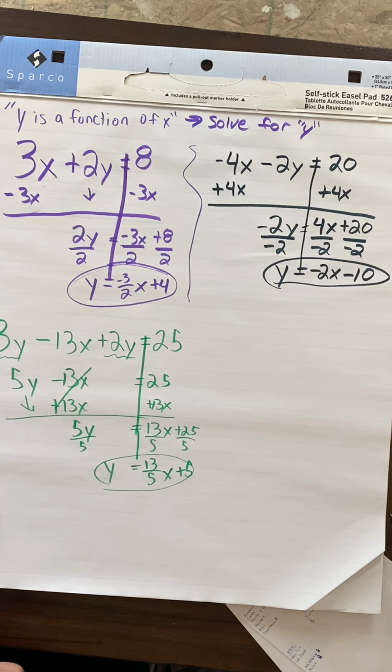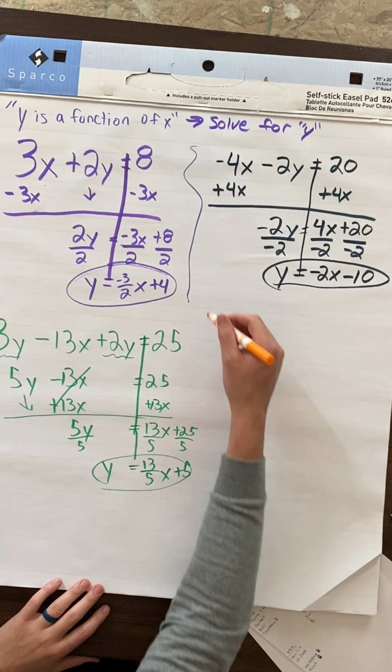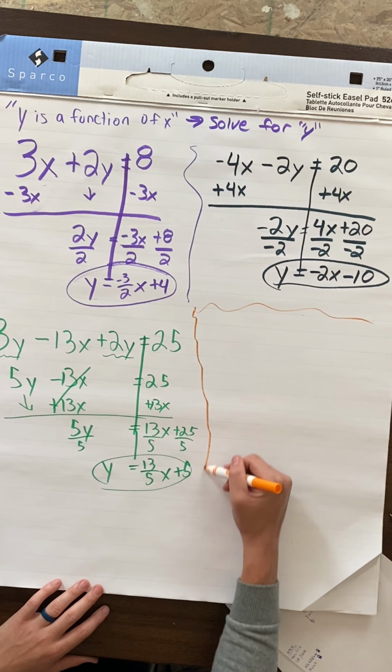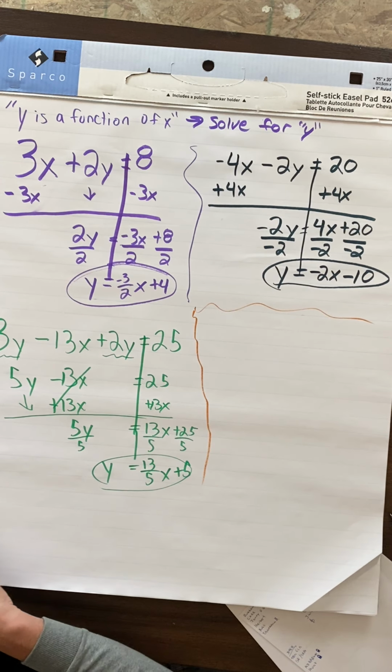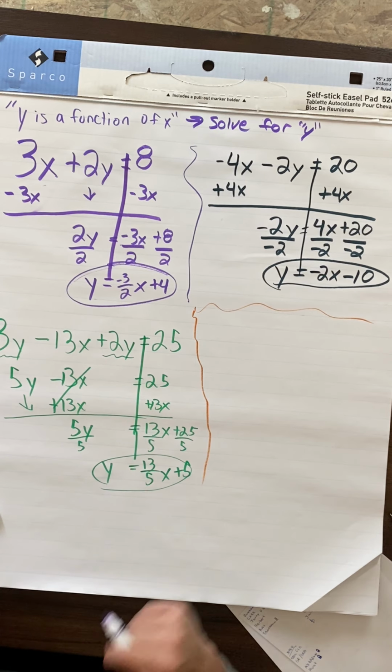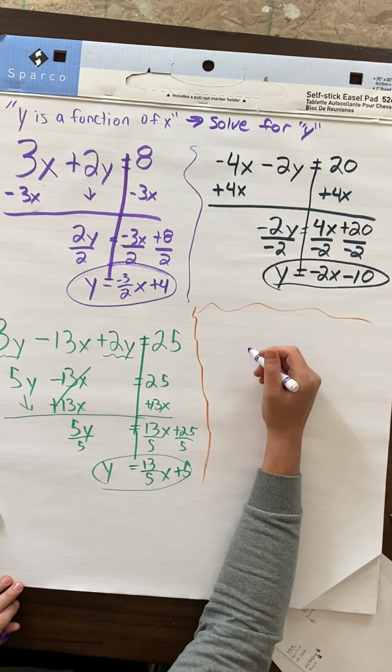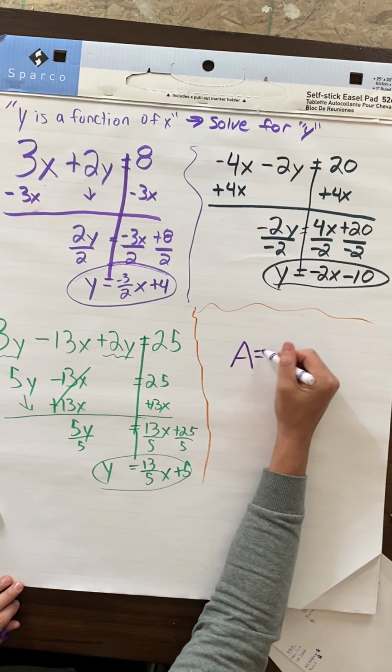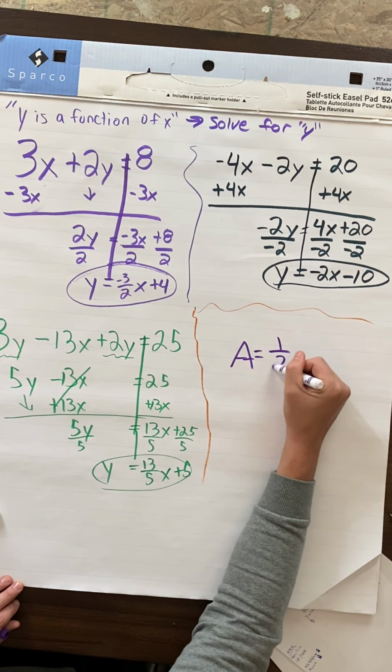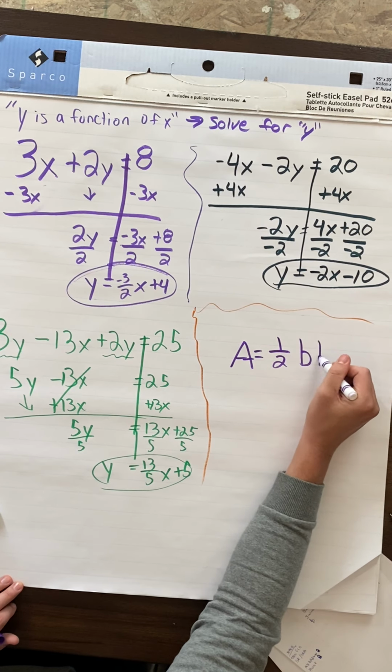All right, let's do a different one. It says the area of a triangle is given by this formula. So we're going to use the same method, it's just a little different. Here's the formula to find the area of a triangle. A equals, so area equals 1/2 the base times the height.